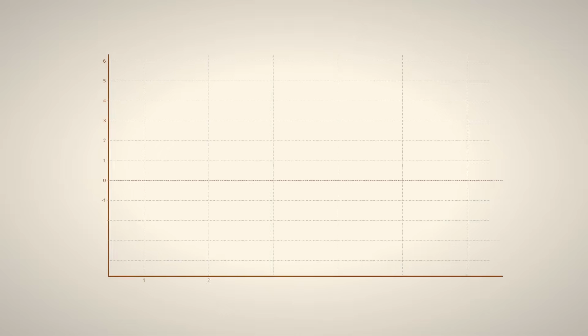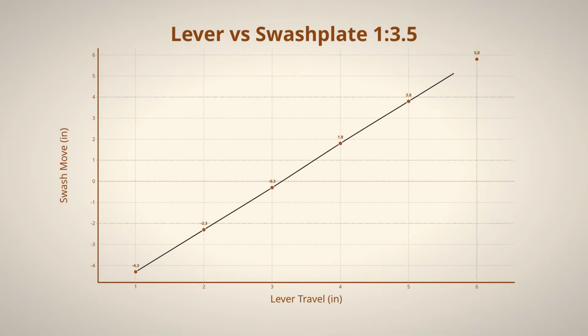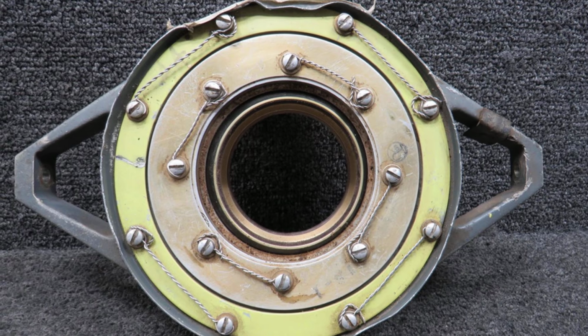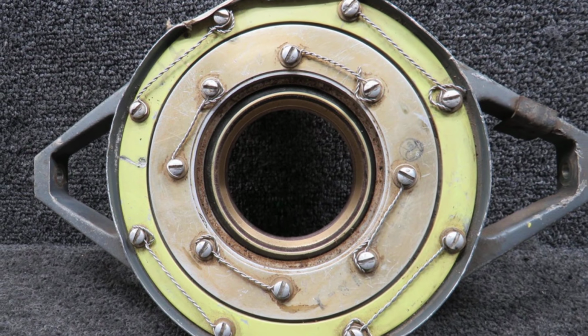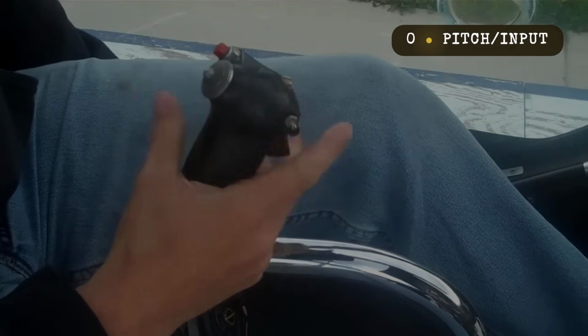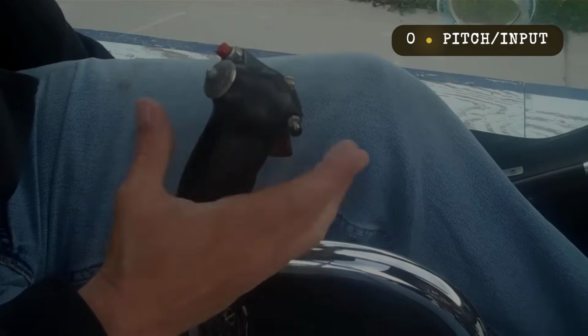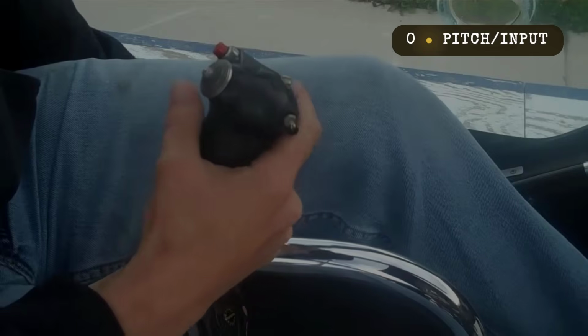The collective's linkage ratio, about 1 to 3.5, means each inch of lever travel nudges the swash plate less than 1/3 of an inch, delivering a pitch change of roughly 0.2 degrees per degree of lever movement.